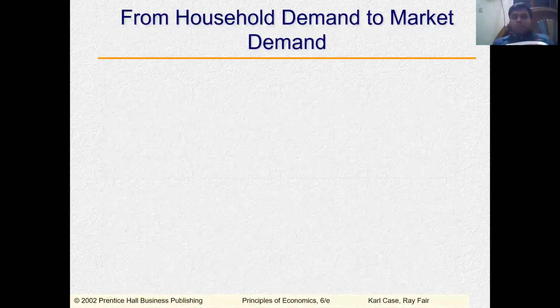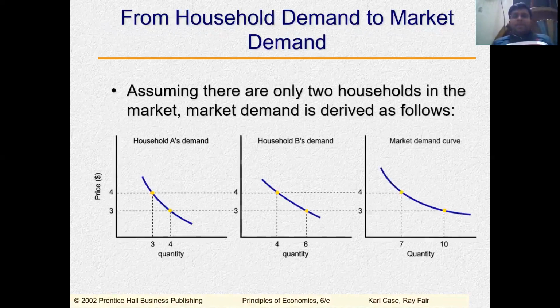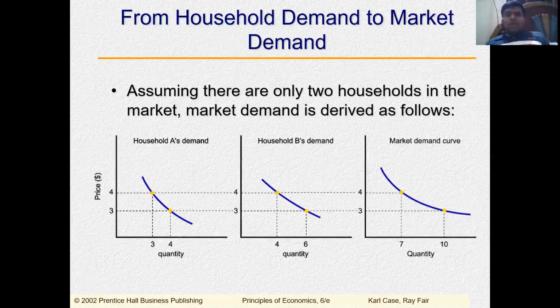So further, we move from household demand to market demand. In a market, there is a large number of households or individuals. So to get the market demand, we need to add all the quantity demanded of goods and services of all the consumers at available prices. When we add up all the quantity demanded of services and goods of all the consumers at a given price, then we can have a market demand curve.